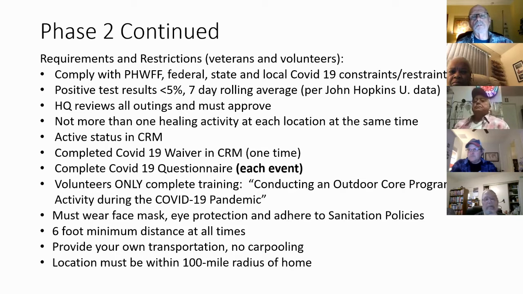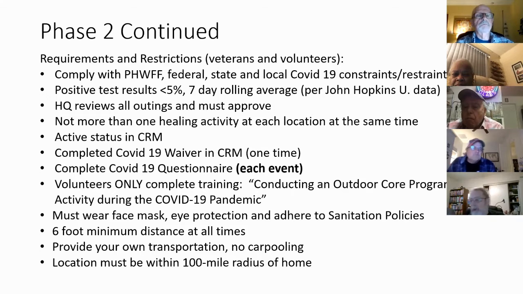I've had some issues with doing it with the Johns Hopkins information, but for right now, the Johns Hopkins data indicates, for instance, today that the 7-day rolling average was 2.7% in Arizona. So that's okay. I have noticed some differences between the Johns Hopkins information and the Arizona Department of Health information. And that's been a concern, and I've voiced that concern to national. But in any event, their rules are less than 5% on a 7-day rolling average for the entire state of Arizona.